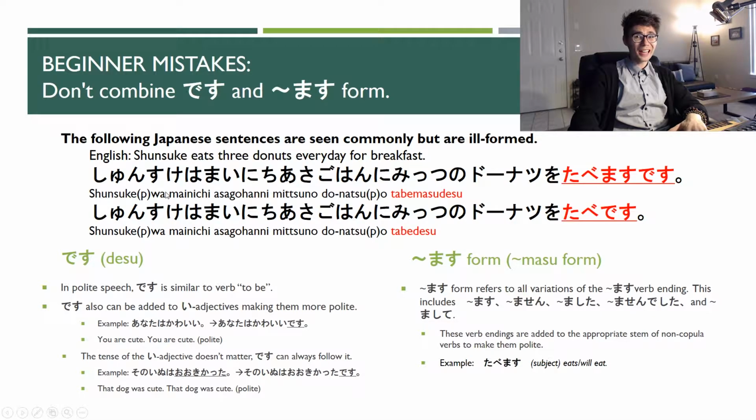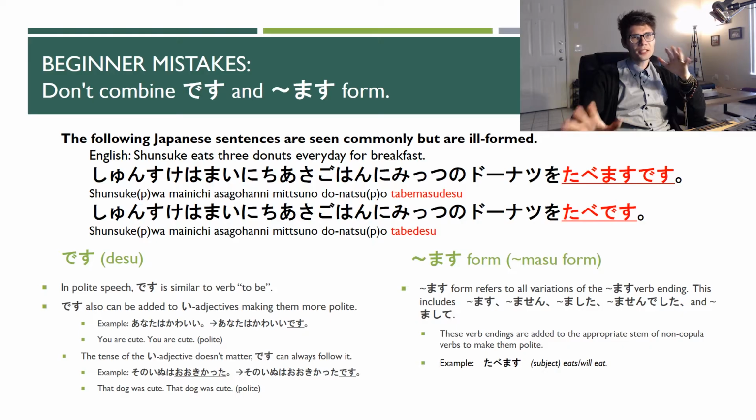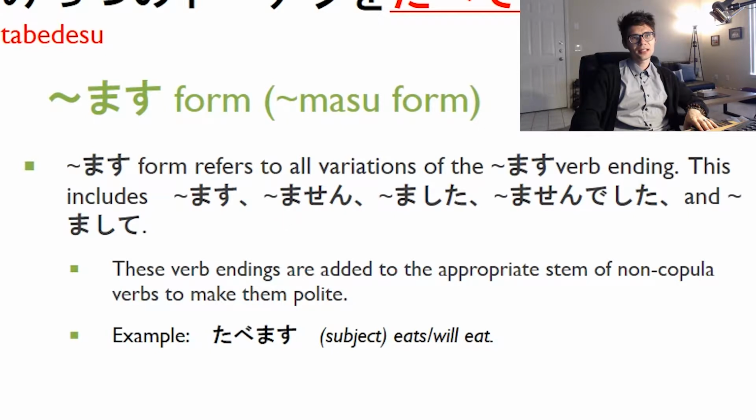In the second bad example, then we have tabe desu. This is not normal either. Make sure that you're not throwing on desu to masu, and that includes the negative masen. So you can't say masen desu, mashita desu, and imasen deshita desu.